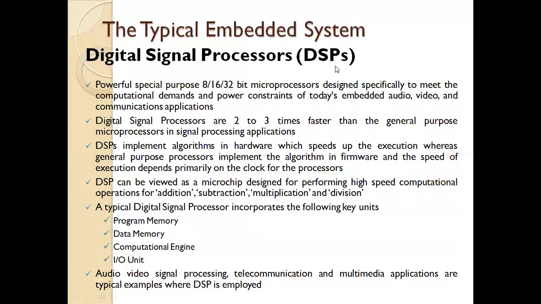Digital signal processors, that is DSPs. DSPs are 2 to 3 times faster than general purpose microprocessors in signal processing applications. A DSP can be viewed as a microchip designed for performing high-speed computational operations like addition and subtraction. When high-speed performance is required, we should go for digital signal processors. DSPs incorporate the following key units: program memory, data memory, computational engine and I/O unit. Audio video signal processing, telecommunication and multimedia applications are typical examples where DSPs are employed.